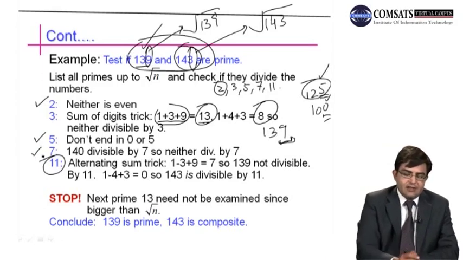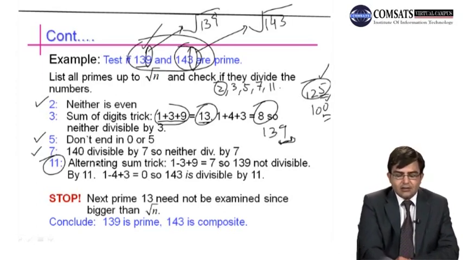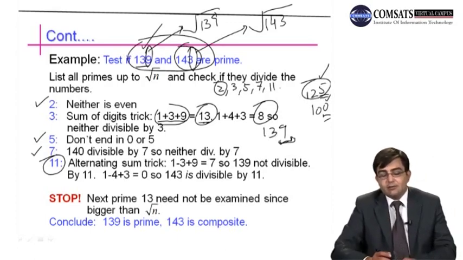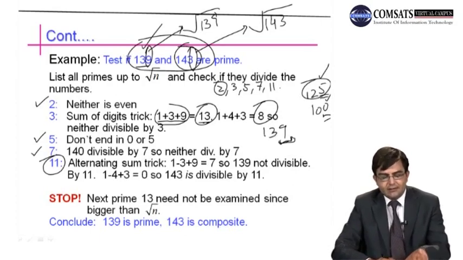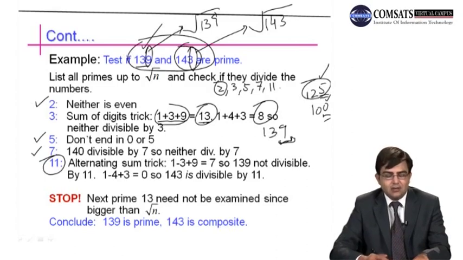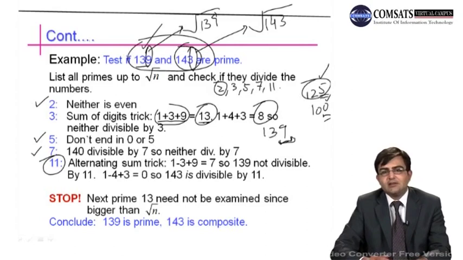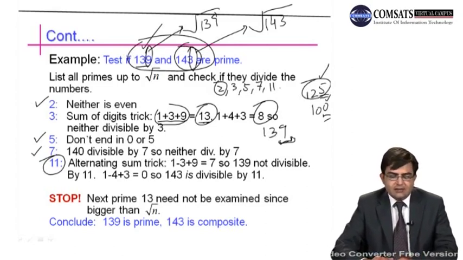Now we check 7. As we know, 140 is divisible by 7, because 7 twos are 14, and 0. So neither number is divisible by 7, because 139 is 1 less than 140 and 143 is 140 plus 3, so these two numbers are not divisible by 7.